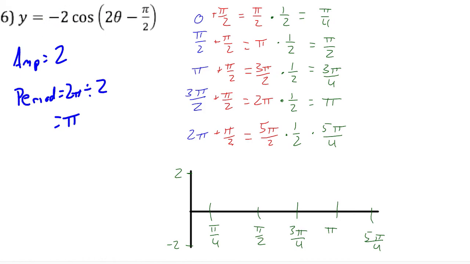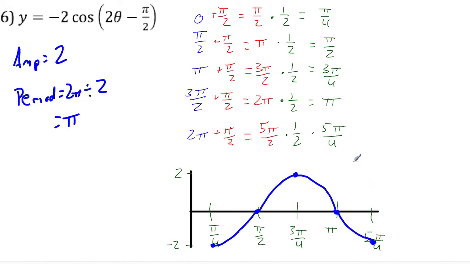But bear in mind, this negative 2 means everything's going to switch. So when I plug in pi over 4, I get 0. Now the cosine of 0 is 1. However, when I multiply that by negative 2, it becomes negative 2. Same thing for when I plug in 3 pi over 4. I get pi. Cosine of pi is negative 1. Multiplied by the negative 2 is a positive 2. So I get these values. Graphing like this gives me my cosine value.